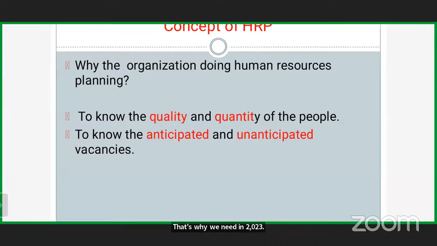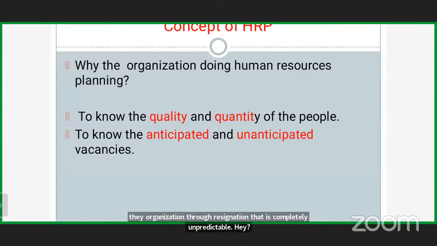That is anticipated, right? Unanticipated vacancy? We cannot predict. How? Suppose some people will give their resignation. The people will leave the organization through resignation. So while people leave the organization through resignation, that is completely unpredictable in nature.